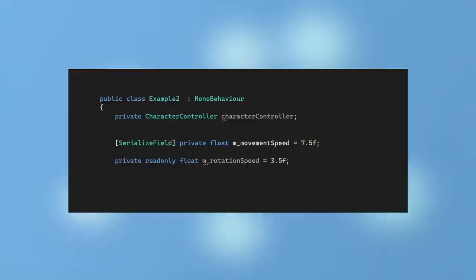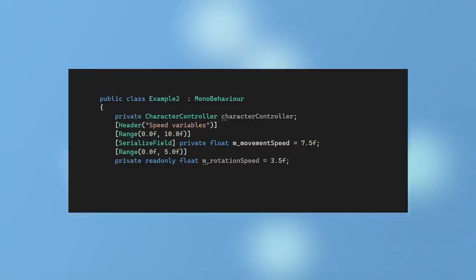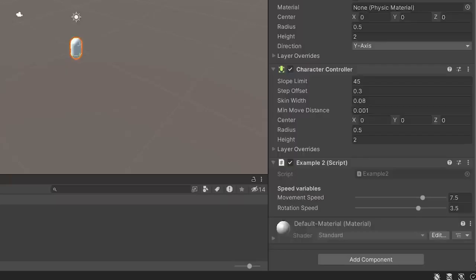You can also customize the inspector using attributes such as header to create a heading and range attribute to restrict a float variable within a certain range. Now in the inspector this looks much clearer, and I have a slider for the floats. This ensures that we cannot go beyond the maximum or minimum values.